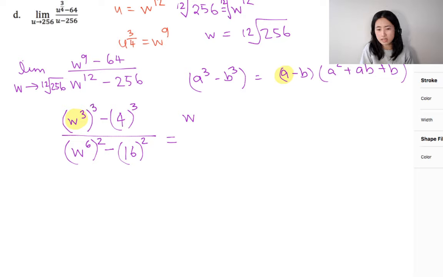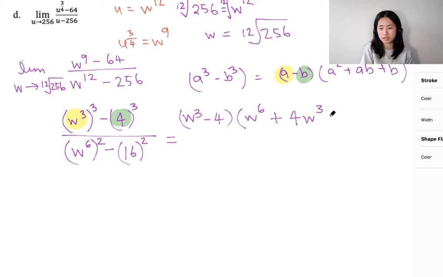So that's what we're writing essentially. So w cubed minus 4, then you're multiplying this by a squared. So when you square this, this now becomes w raised to the power of 6, because 3 times 2 is 6. Plus 4 w cubed. So we're just essentially multiplying a times b, so 4 times w cubed, plus 16, so 4 times 4, because 4 squared is 16.